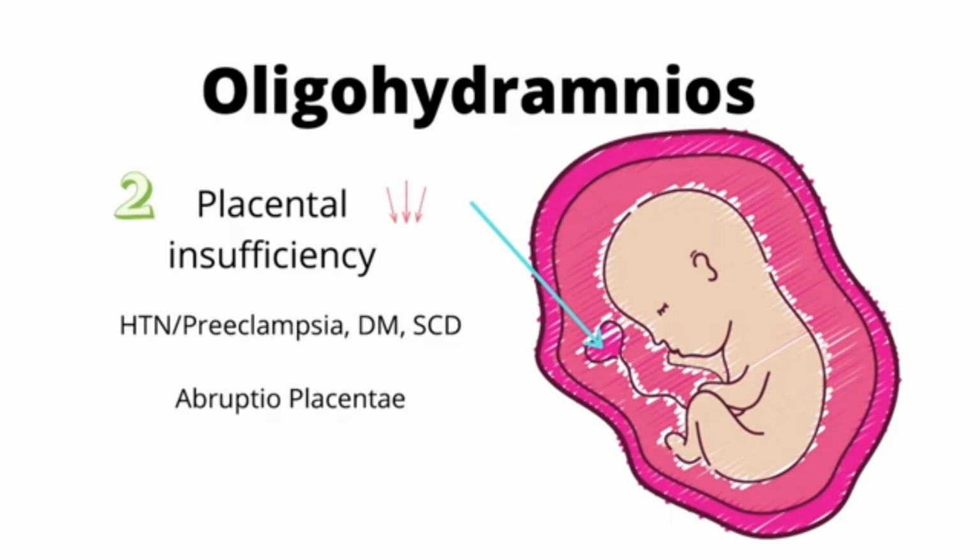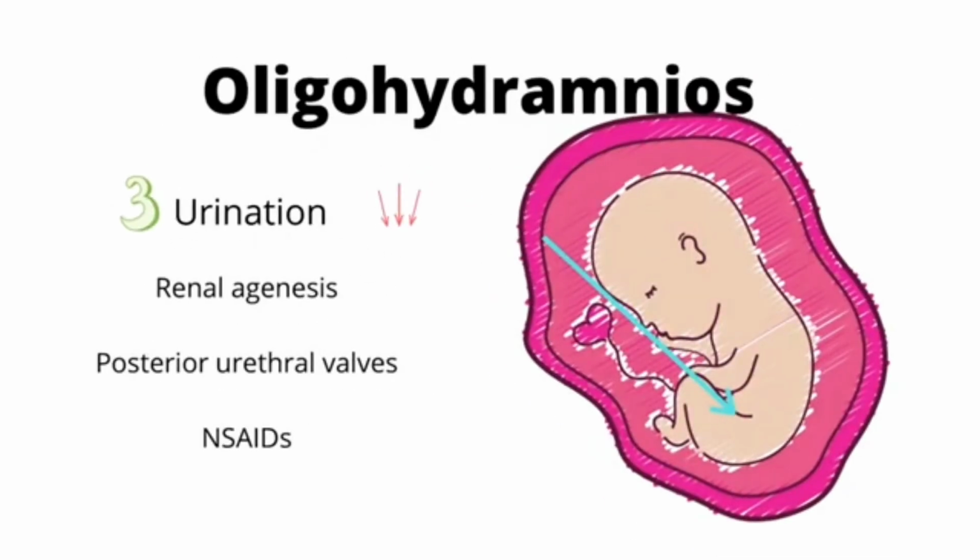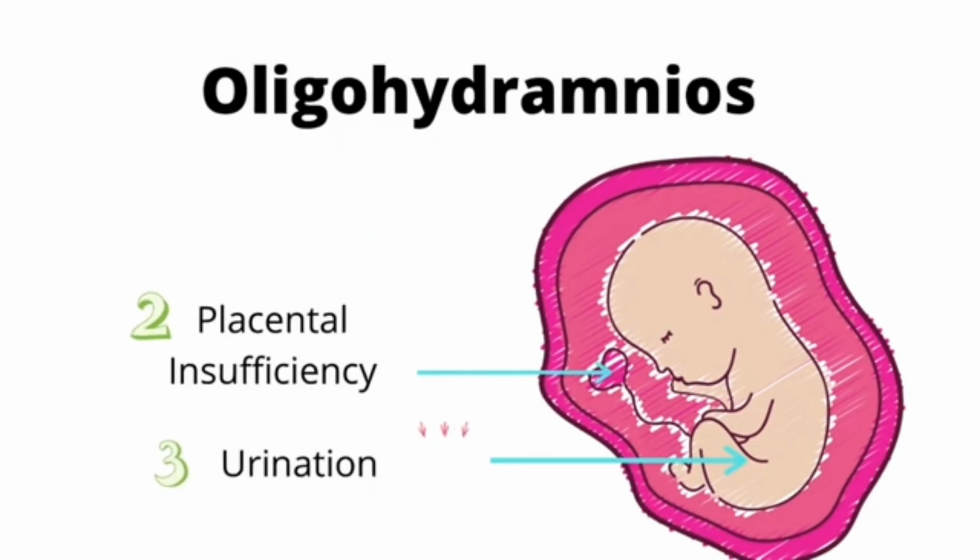Another factor that contributes to the development of oligohydramnios is urination. Well, more specifically, if urination is affected, this causes oligohydramnios. This can be due to states like renal agenesis or posterior urethral valves. Another important factor are drugs used by the mother, such as NSAIDs, ACE inhibitors, and ARBs, because they can lead to renal insufficiency or affect the overall development of kidneys. So overall, oligohydramnios is caused by placental insufficiency and any state that causes a decrease in urination.